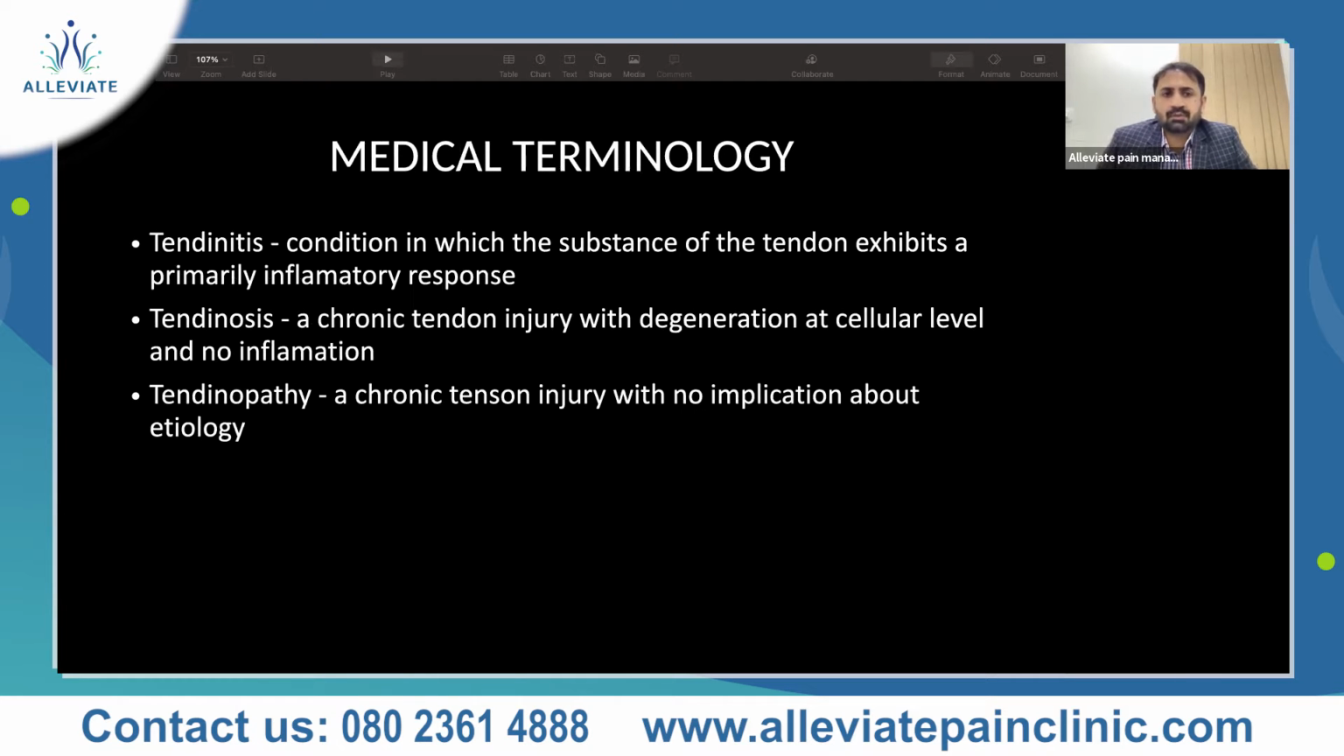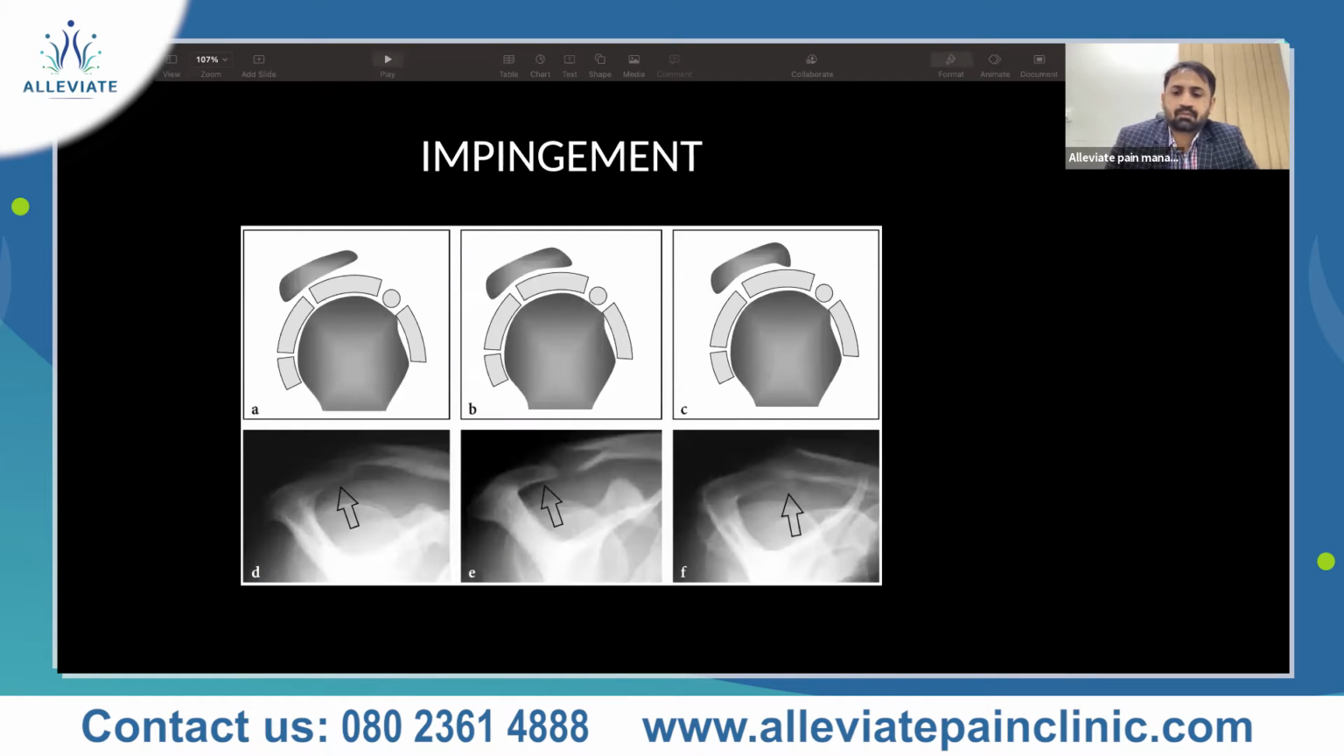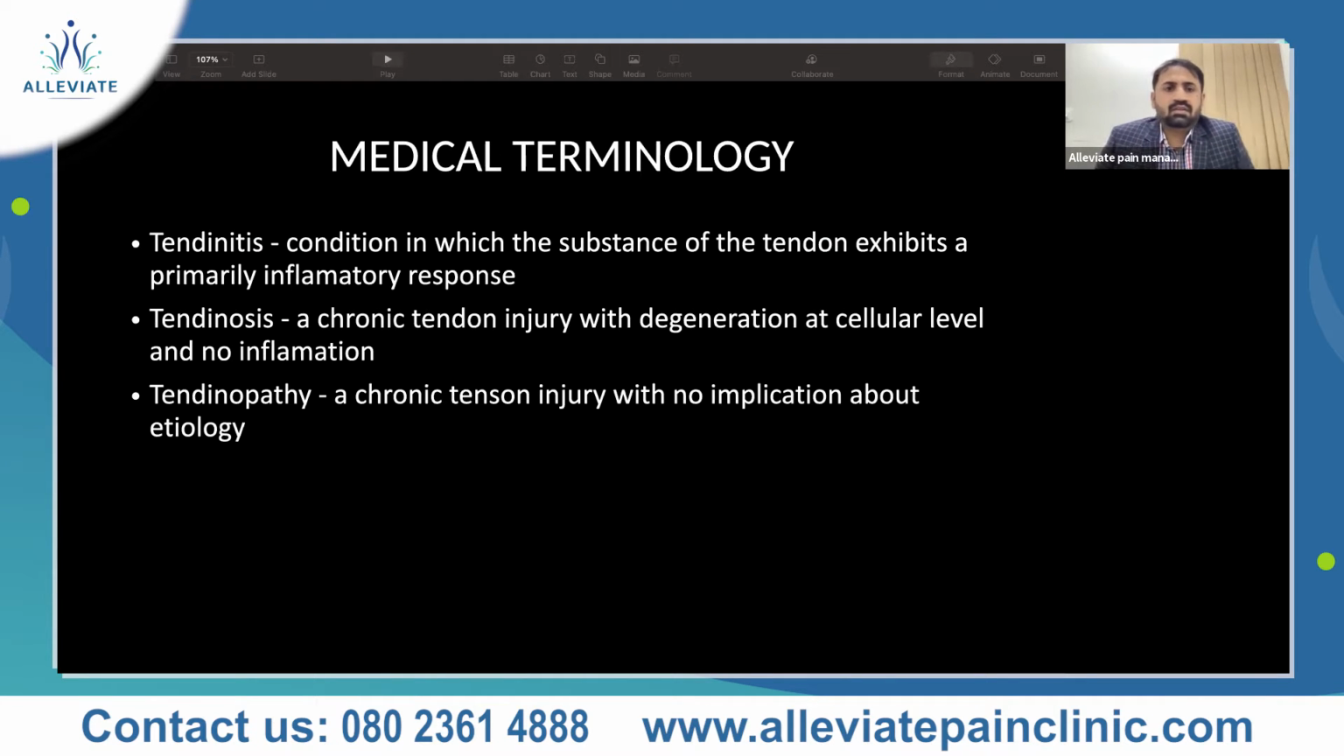So a few medical terminologies are quite important and quite confusing at times. The condition in which the substance of the tendon is involved, primarily with an inflammatory response, is tendinitis. In tendinosis, there is a chronic tendon injury with degeneration at the cellular level, and there is no inflammation. Tendinopathy is a chronic tendon injury. There's a spelling mistake there, sorry for that. Tendon injury with no implication as to what the etiology is.